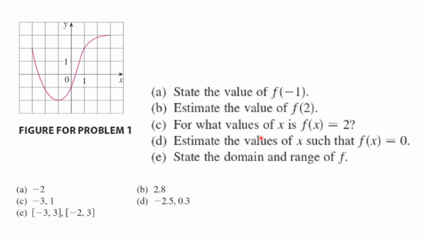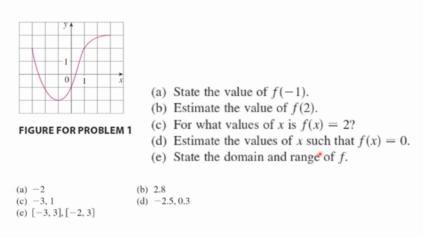If we say for what values of x is f of x equal to 2, we can say that means that y is equal to 2. So y equal to 2 is across here. We see there are 2 times that happens. And so it is equal to 2 at minus 3, and is also equal to 2 when x is 1. So those are the values of x where f of x is equal to 2.